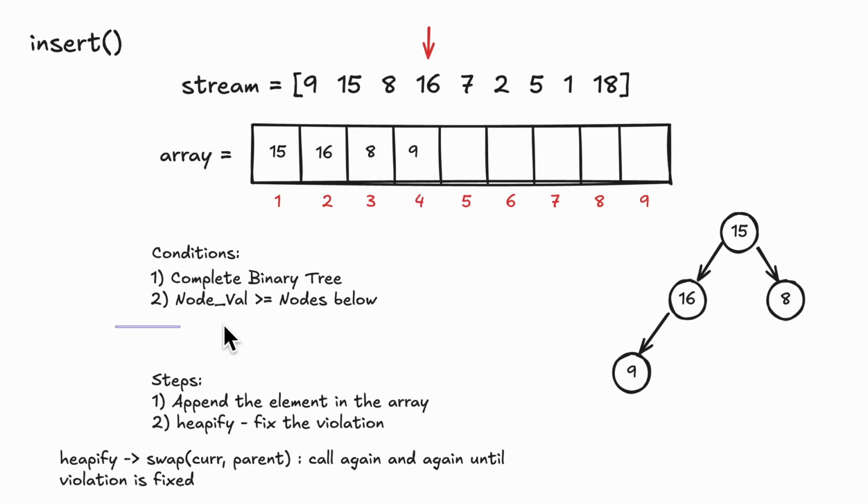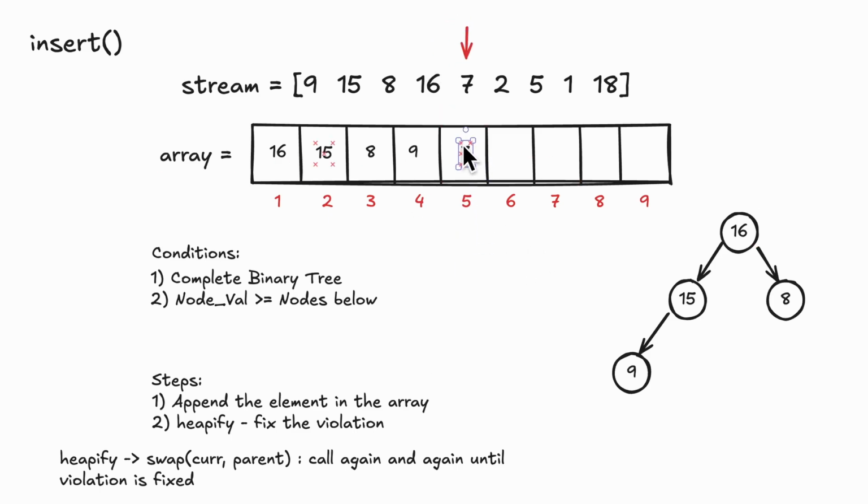Done. Let's again check the condition. The condition is still violated because 15 is lesser than 16. So we will again call the heapify function. The heapify function will be called again and again until we have fixed all the violations. Okay, so let's swap 15 and 16. Done. Let's update this as well. Now we have fixed all the violations, so we are good to go.